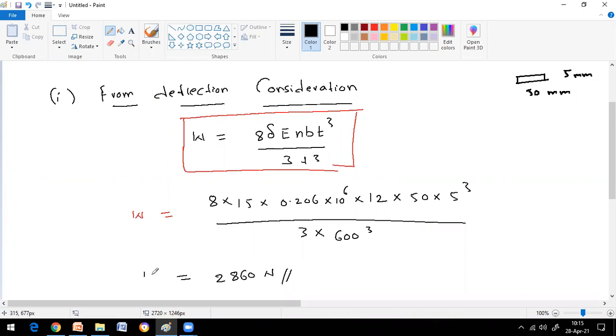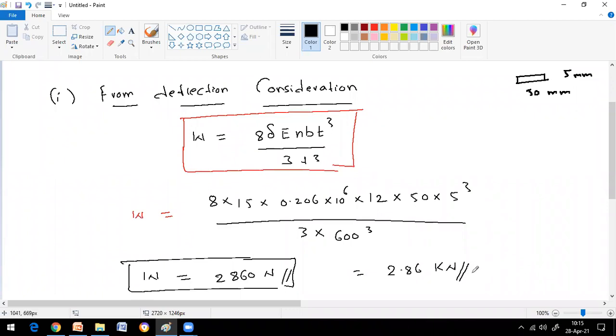You will get the load as this. And for getting a deflection of 15 mm, your spring is subjected to a load of 2860 Newton, which is 2.86 kilonewton, where your leaf spring is subjected to a deflection. So this is based on the deflection consideration.